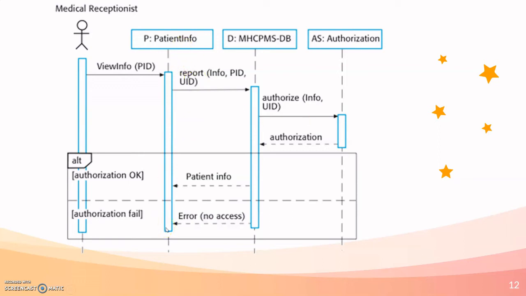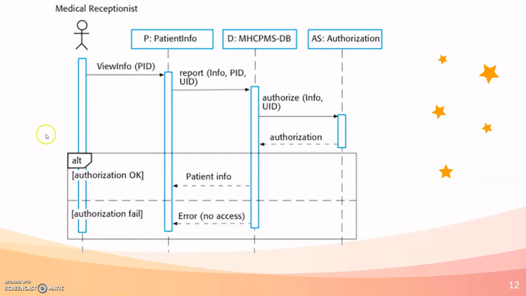The annotations on the arrows, you see, have view info, patient ID, then report info, patient ID, user ID. Everything is given, right? So these annotations on the arrows indicate the calls to the objects. Whenever view info, patient ID is called from the medical receptionist, the patient info object is being called. So these annotations indicate the calls to the objects, their parameters, and the return values.